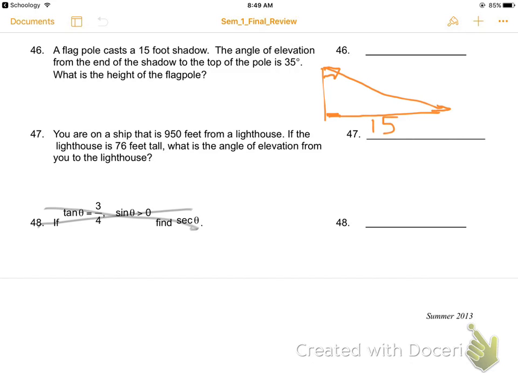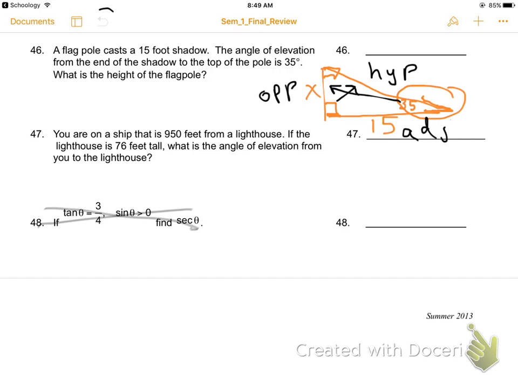So the angle of elevation or depression always is formed with this horizontal line. So I know this has to be 35 degrees right here. What is the height of the pole? The flagpole is over here, and I want to know how tall it is. So again, circle the angle you're working with and label your sides. Across from the angle that you're working with is your opposite. Across from the right angle is your hypotenuse, and the one that's left is your adjacent. And always writing down SOH CAH TOA. Remember how to spell it.